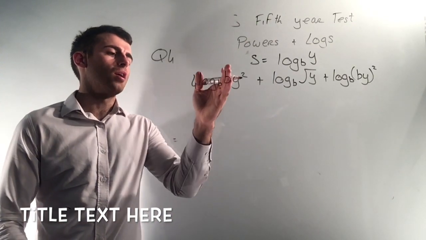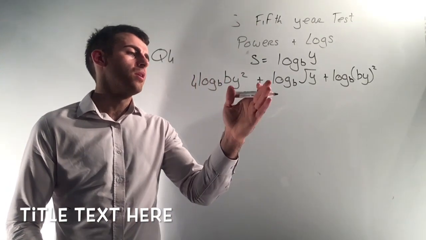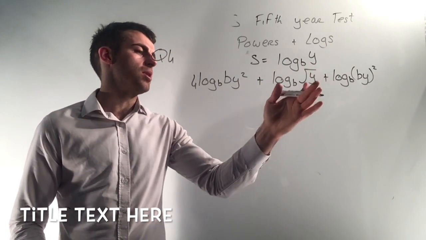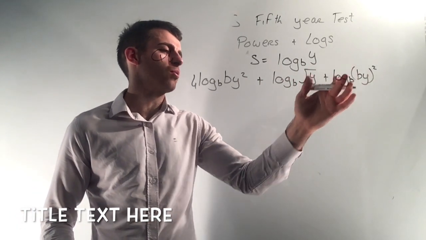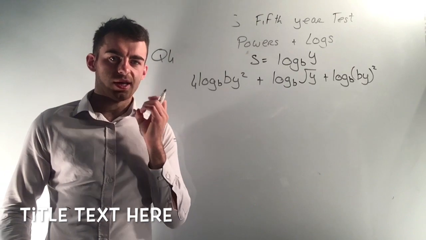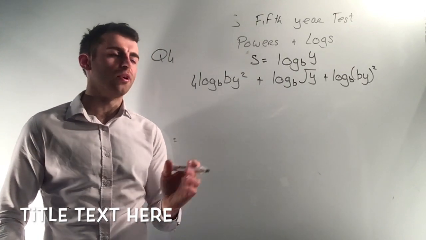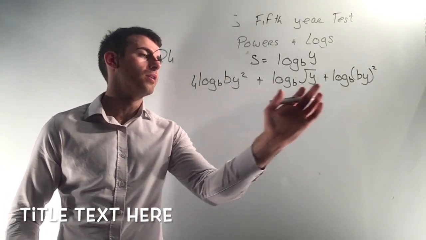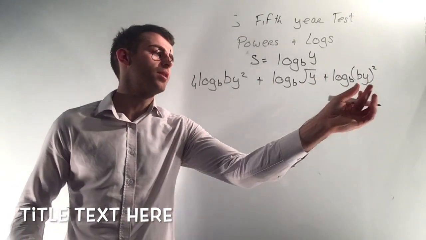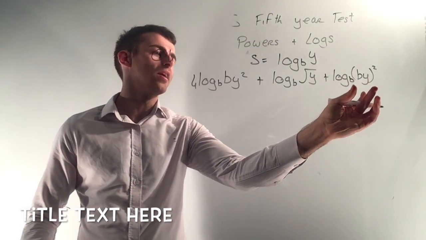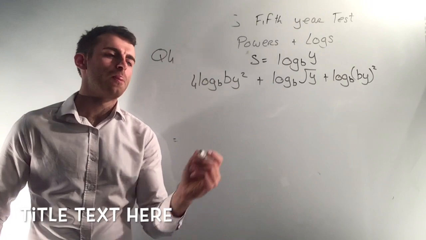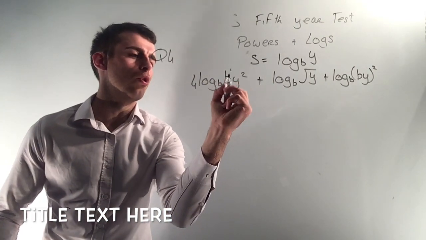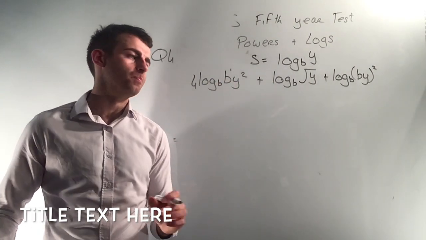Okay, so I have 4 log by squared to the base b plus log the square root of y to the base b plus log by squared to the base b. Now, the key in this question is to distinguish between by squared and by squared. The fact that there's brackets there means that this is different to this. This means b to the power of 1 multiplied by y to the power of 2.